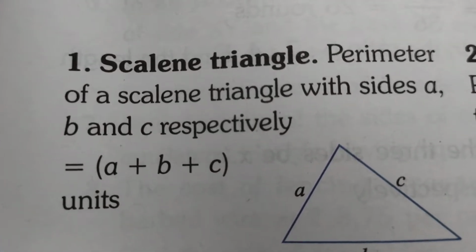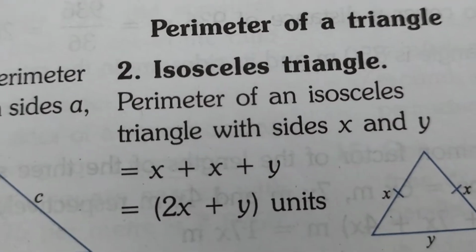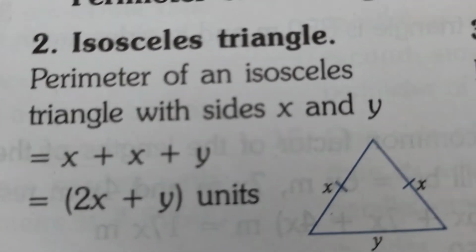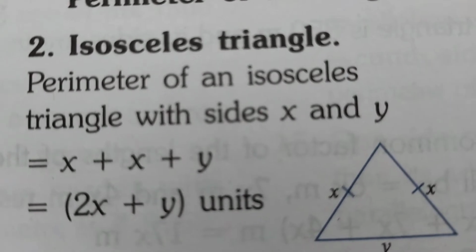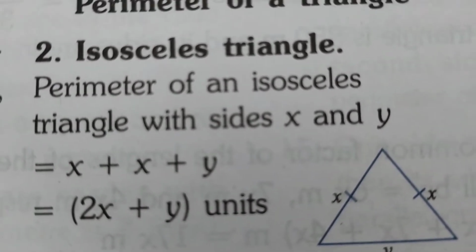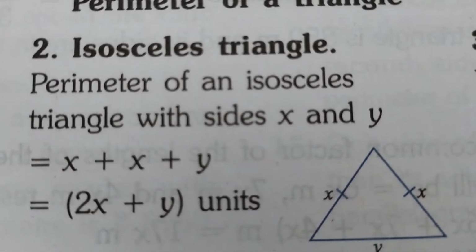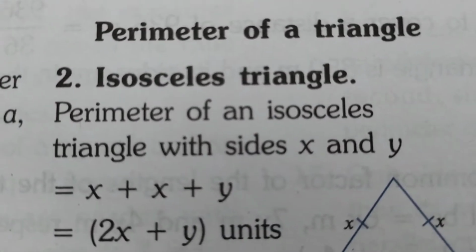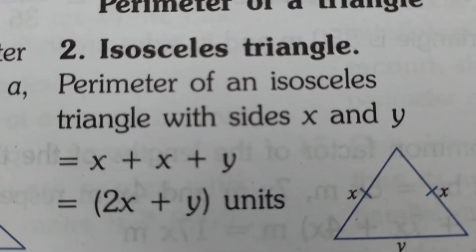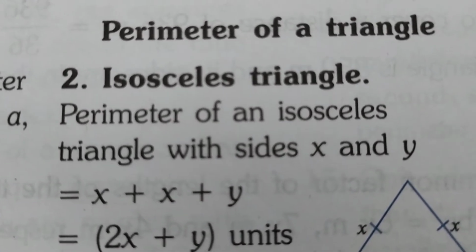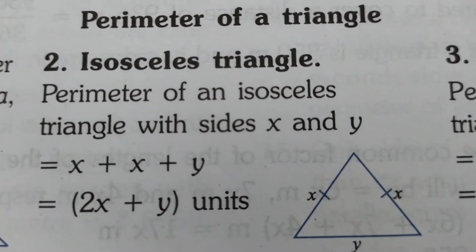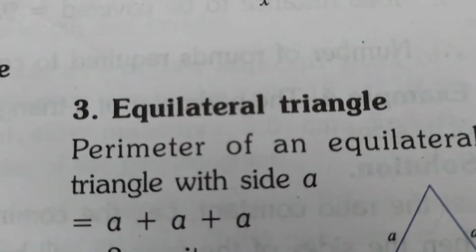Scalene triangle. Now perimeter of an isosceles triangle. Isosceles triangle means 2 sides will be equal. So the 2 sides which are marked with a small line, you can see in the figure, that is X, X and Y. So those 2 sides measures are equal. So the sum of the 3 sides is the perimeter, X plus X plus Y, 2 times X plus Y units. That is the perimeter of an isosceles triangle.